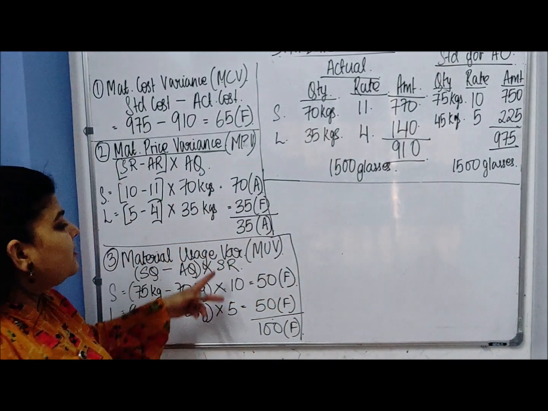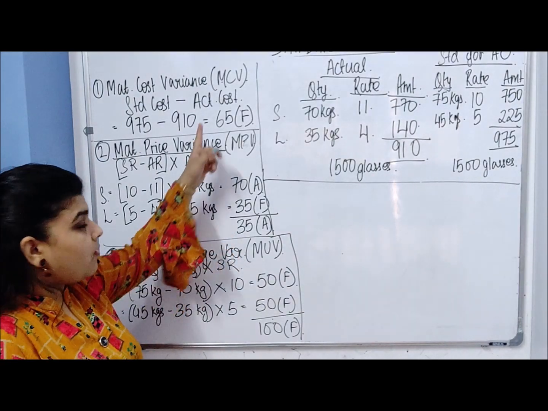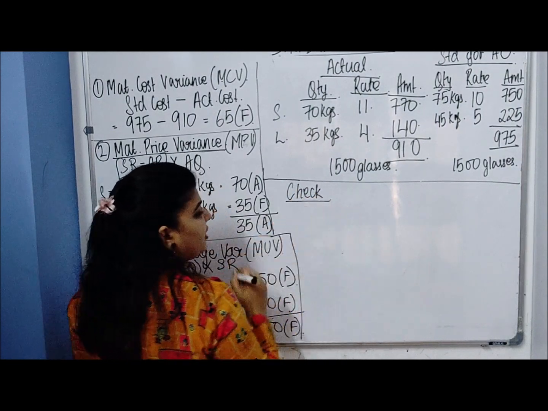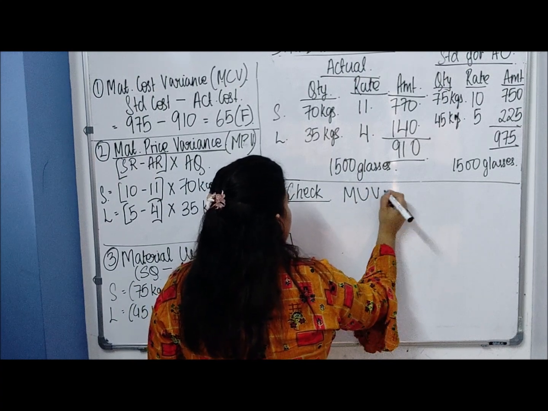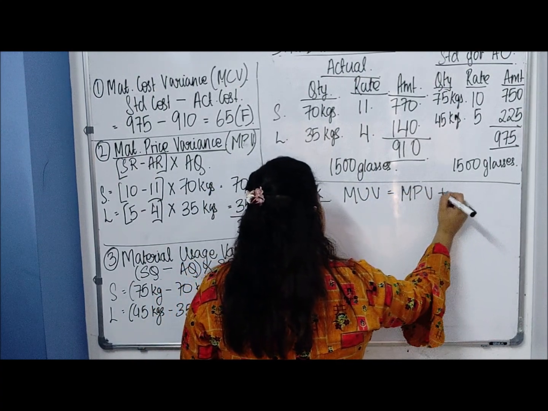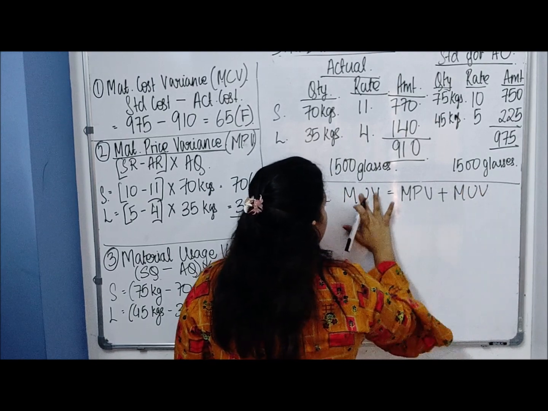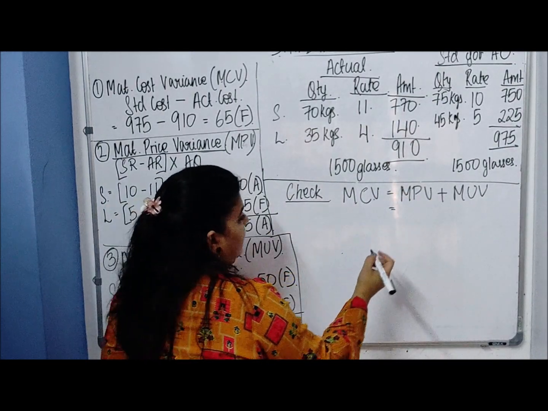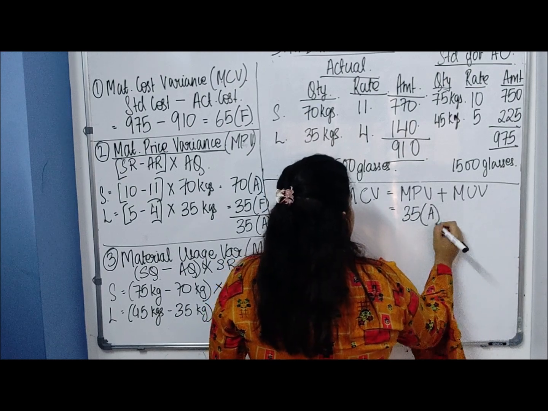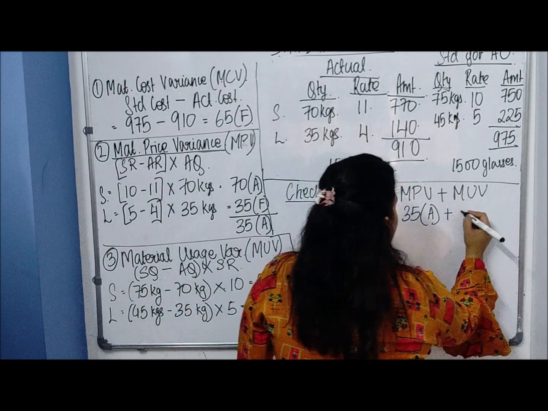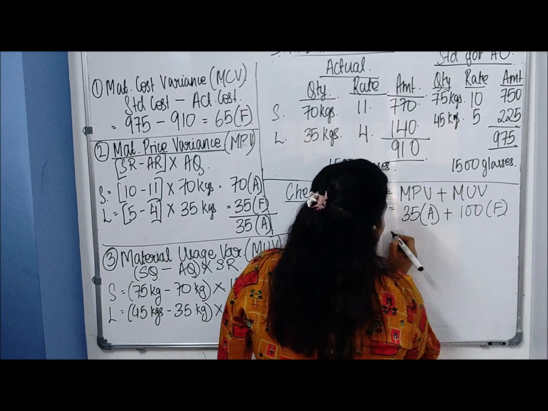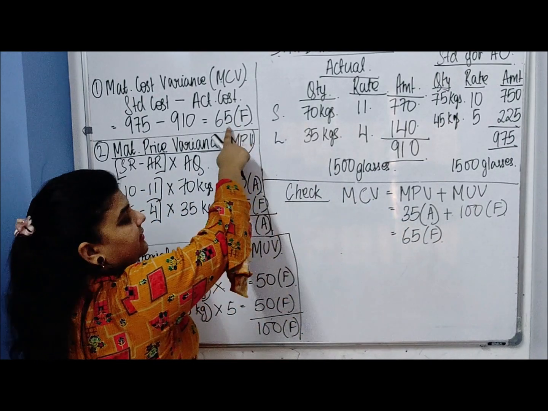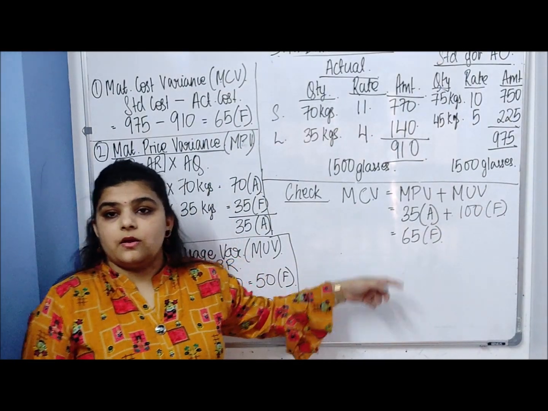Now I told you that these two are the reasons for the ultimate cost variance. See, how do we check? Check. Material cost variance is equal to material price variance plus material usage variance. Price variance कितना है? 35 adverse, plus usage variance कितना है? 100 favorable. So what will be my material cost variance? It would be 65 favorable. Did we get 65 favorable? Yes, we have got 65 favorable.